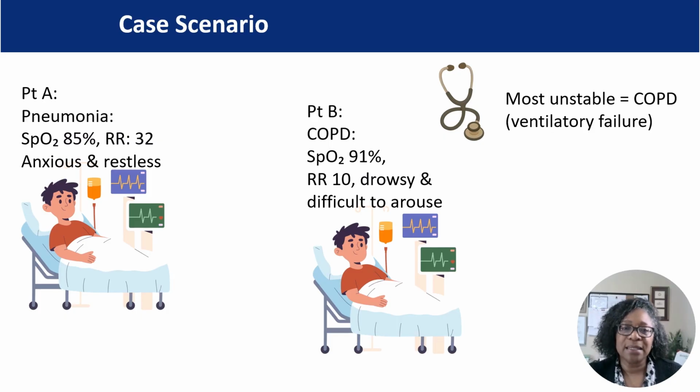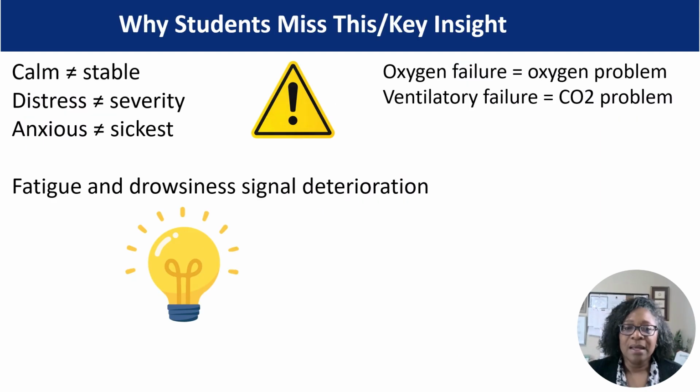So when you're looking at the stem of your questions, you really have to say, okay, what is the most important thing in here? What can cause the worst outcome in my patient right now? And when we look at questions like this, why do students miss questions? Students often associate distress with severity. Oh, they have to look like they're in distress, and that means they're worse. But in actuality, that calm patient may be the sickest, not the one that's most anxious. And that's the biggest thing.